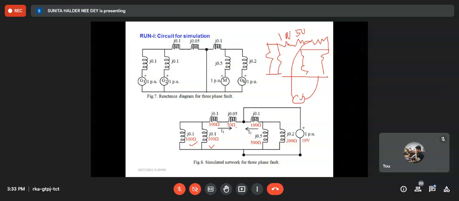So in a purely inductive circuit, the current will lag the voltage by 90 degrees. So here we are actually measuring the current only, not measuring the phase difference between voltage and current. So if we replace all the inductors by the resistors, there is no problem. That's why we are using the DC network analyzer.